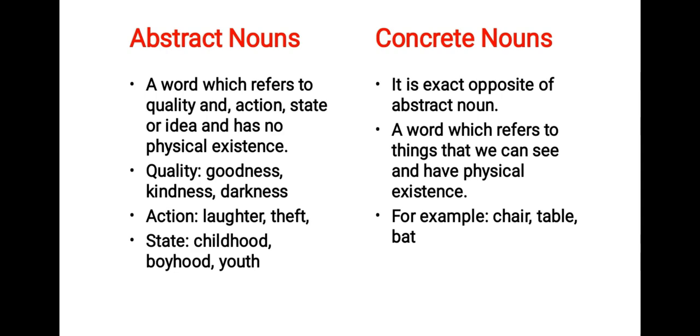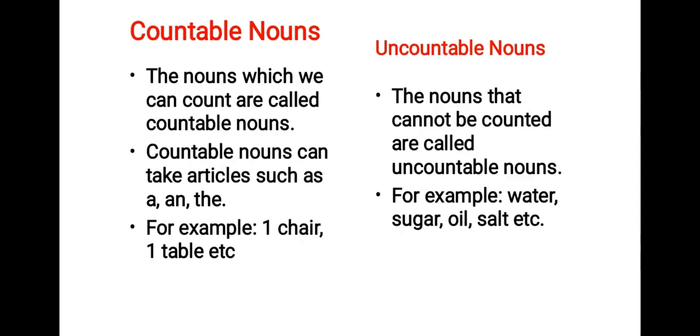Now concrete noun, it is the exact opposite of abstract noun. All these things that are tangible, that we can physically touch, these are called concrete nouns. For example, a word which refers to the things that we can see and have physical existence, such as chair, table, bed, whiteboard, all of these things that we can touch, these are called concrete nouns.